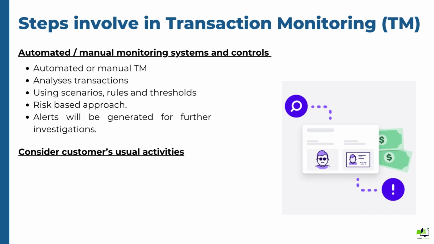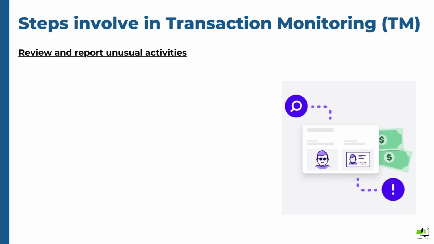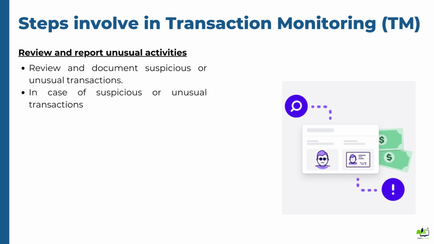Next step is considering customers' usual activities. It involves evaluation of transactions against customers' profile, their KYC data or business. Third step is review or report unusual activities. In case of suspicious or unusual transactions found, escalate to the compliance team as unusual activity report.